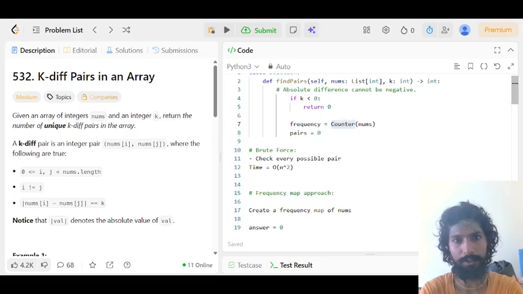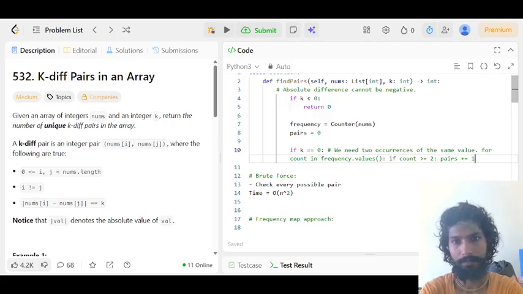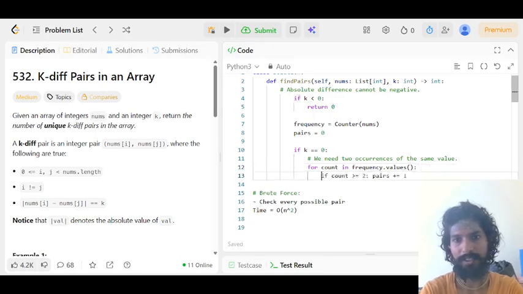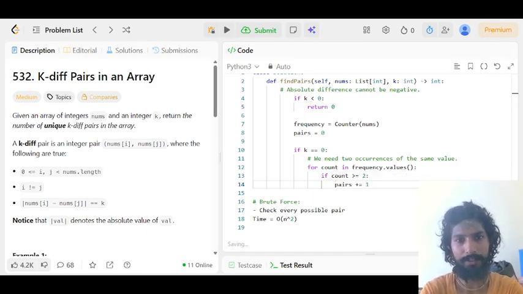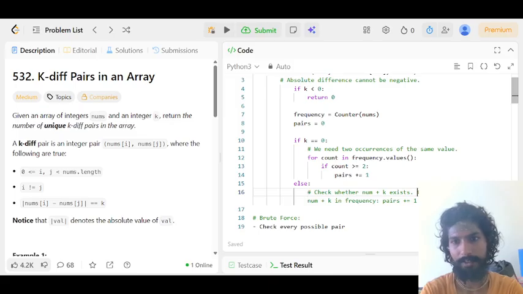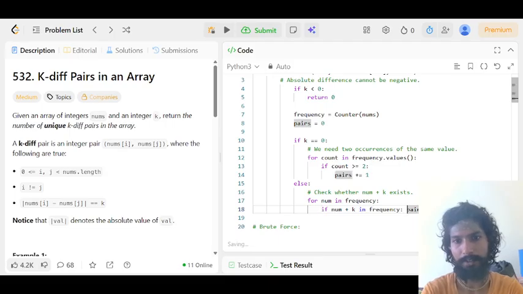Now if k equals 0, then we need to do this. For count in frequency.values(), if count is greater than or equal to 2, pairs plus equals 1. Else, we check whether num plus k exists. For num in frequency, if num plus k is in frequency, then pairs plus equals 1. And finally we return pairs.